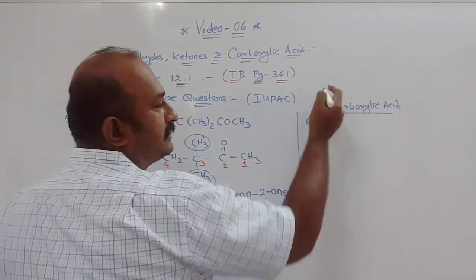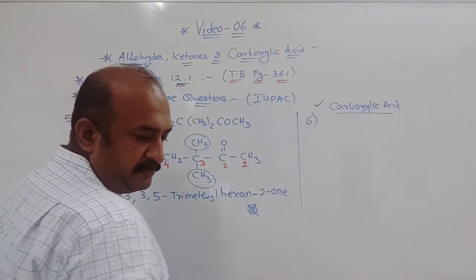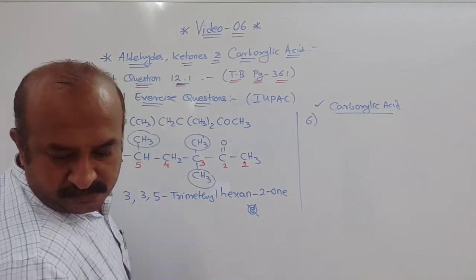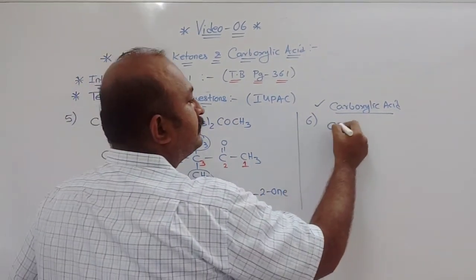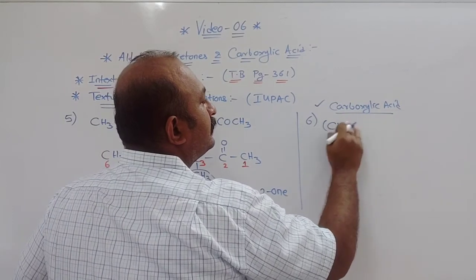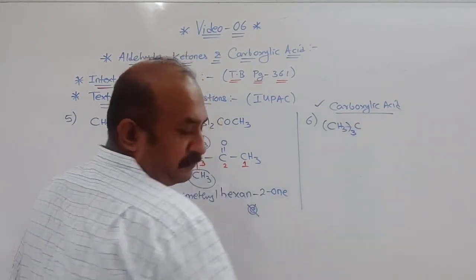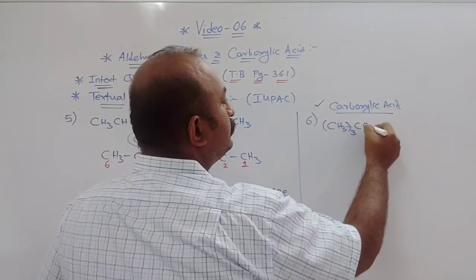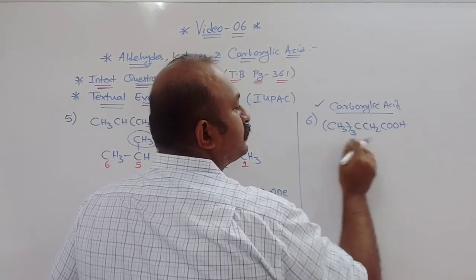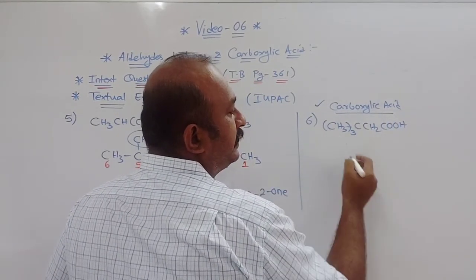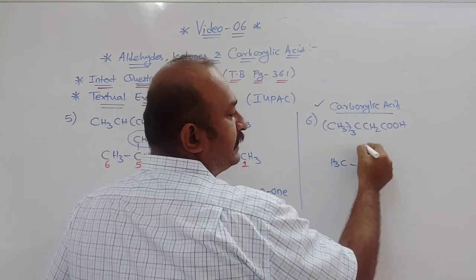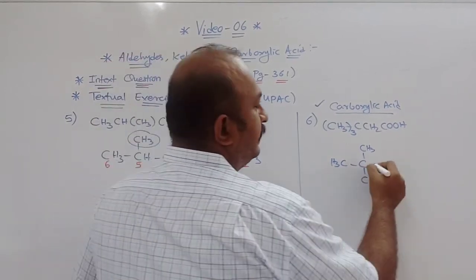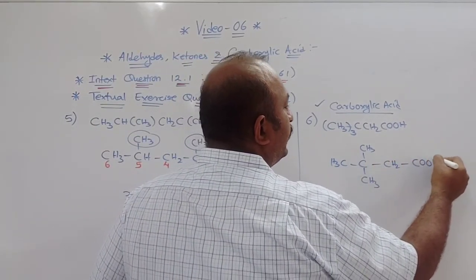It is simple only, and OIC acid is the suffix used. So I will write like this: CH3 thrice C, CH2 and C double OH. So when we write at this carbon, total 3 groups are there. So I will write one on the side. It is in the parent chain. Another 2 are on its substituent part. Then again here CH2 and this C double OH.